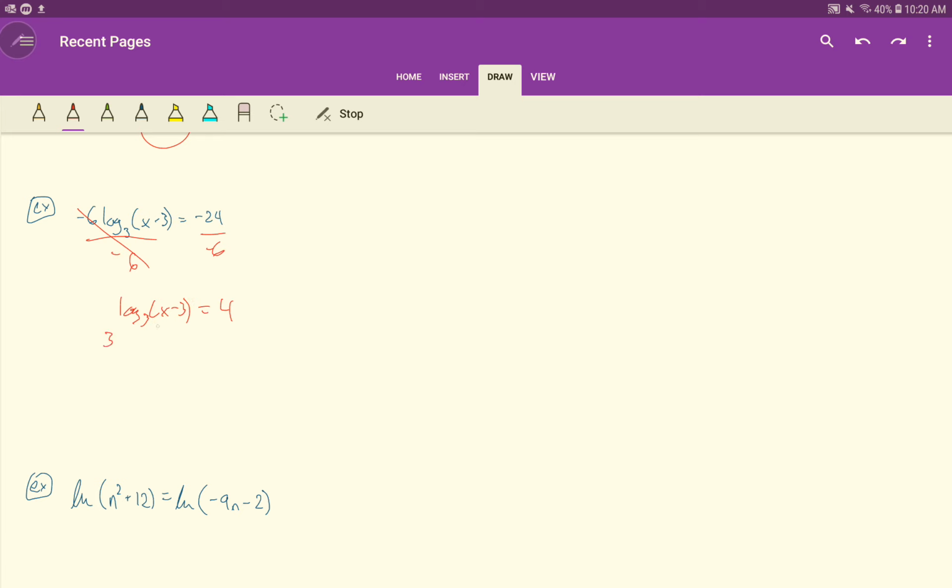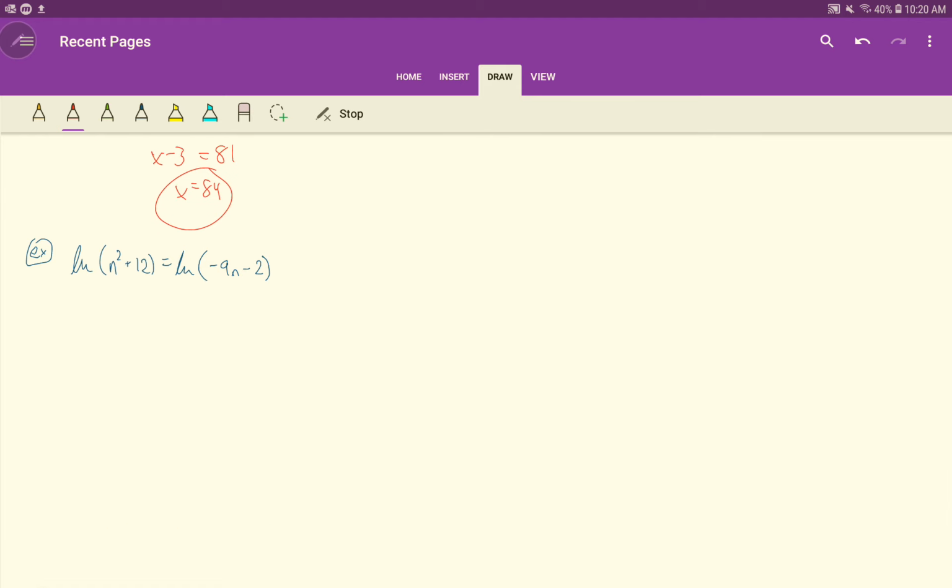use an exponential. We'll do 3 to the left-hand side and 3 to the right-hand side. That'll cancel out the logarithm there, leaving x minus 3. 3 to the 4, well, 3 times 3 is 9, and then times 3 is 27, times 3 is 81. And then we'll just add 3 both sides, and we get 84. Again, if you were to plug it back in, you'd get the same thing. And again, you can check in your calculator and stuff like that, okay? But 84 will work there.